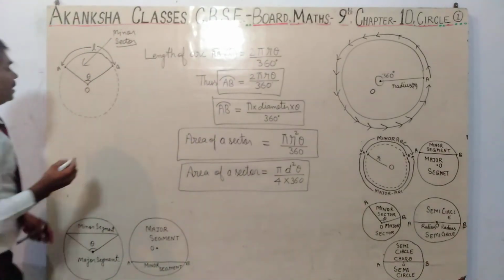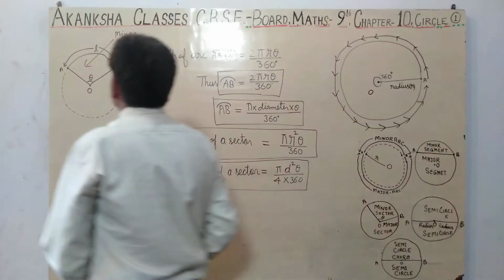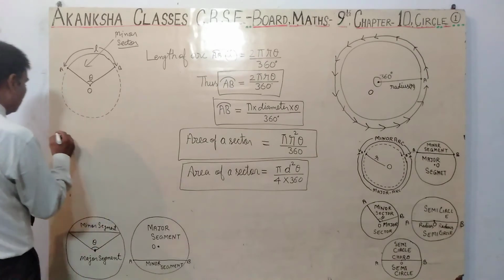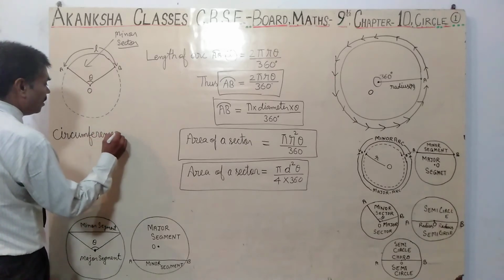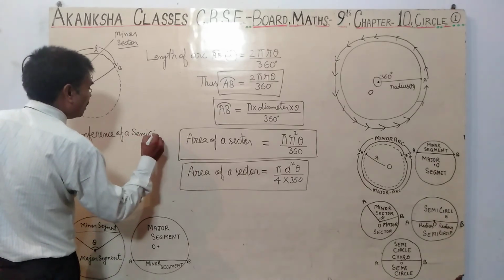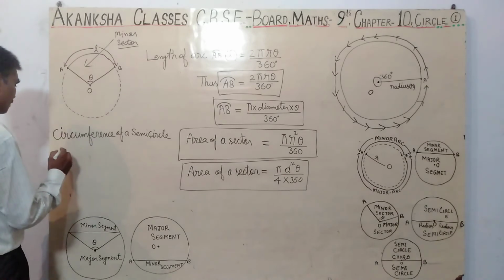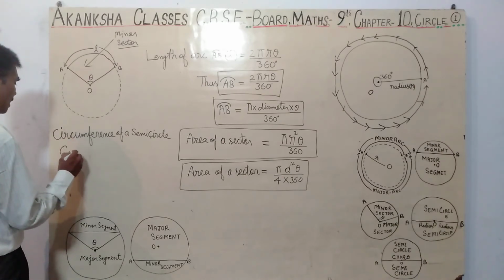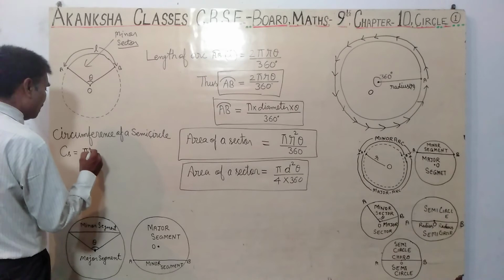Further, students, if we talk about semicircle, as here semicircle, circumference. Yes, semi circumference, that is circumference of semicircle equals pi r.